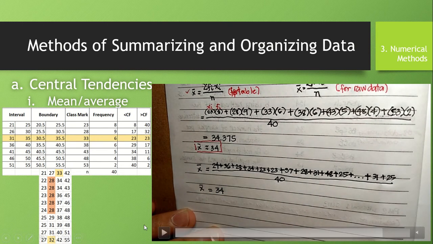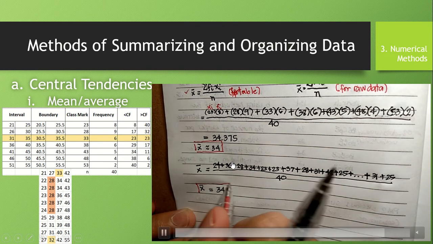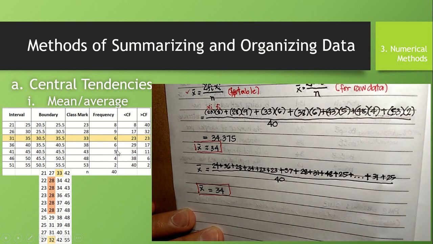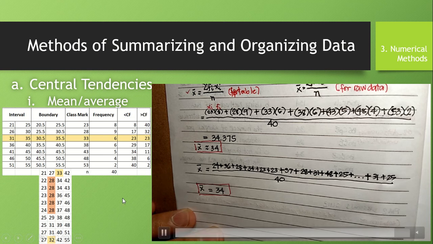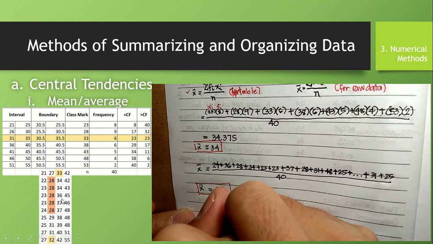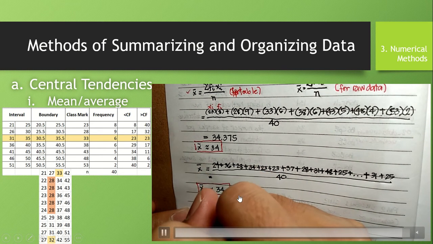Exactly 34. Now if you were asked which is better, the group or ungrouped, it depends. If the data given are in tabular form or grouped, then you have to use this formula. But if the raw data or the ungrouped data were given, it would be better to use this formula or equation.